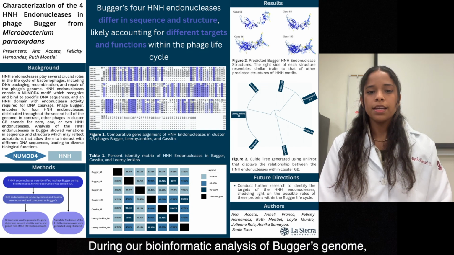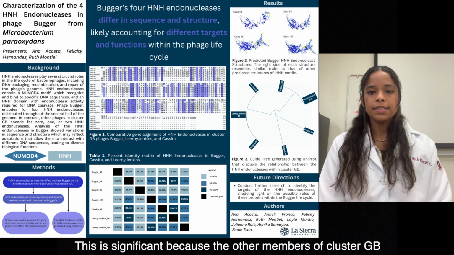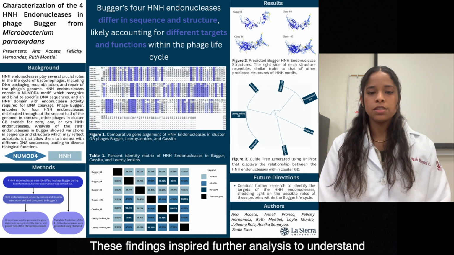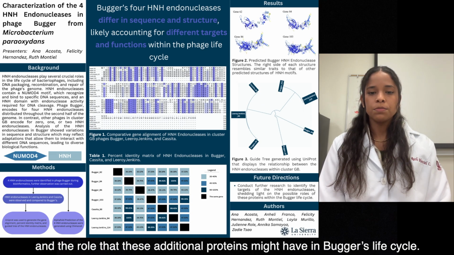During our bioinformatic analysis of Bugger's genome, it was found that Bugger has 4 HNH endonucleases. This is significant because the other members of cluster GB only contain 0 to 2 HNH endonucleases in their genome. These findings inspired further analysis to understand why phage Bugger contains more HNH endonucleases than its cluster mates, and the role that these additional proteins may have in Bugger's life cycle.